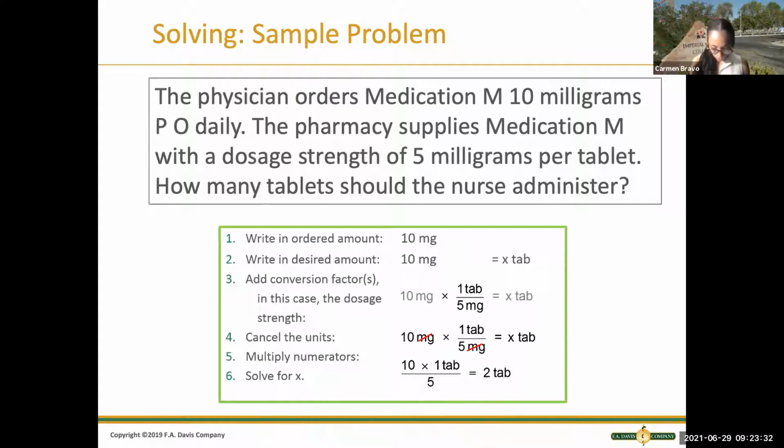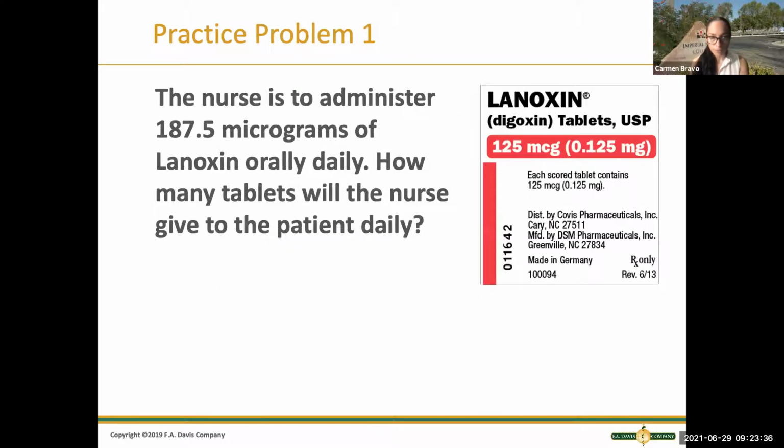So let's do one problem together. Let's see. This problem says, can somebody help me read it?